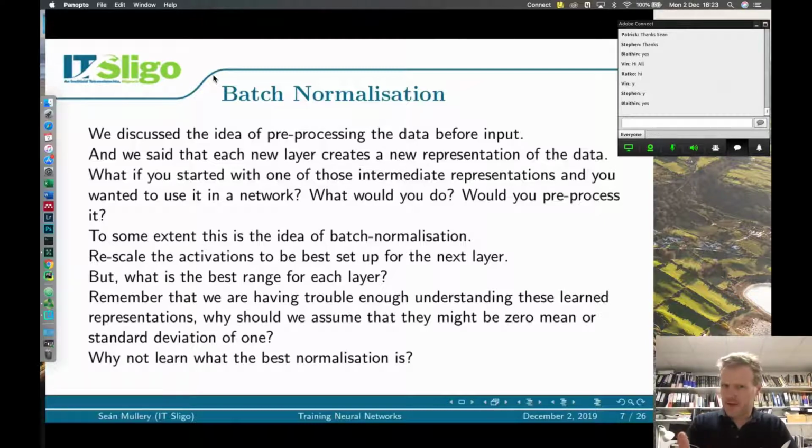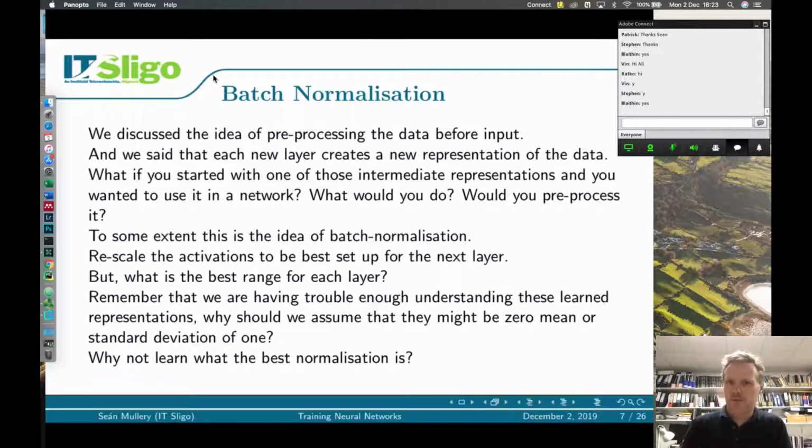It might make sense that after each layer, when we have a set of activations, it might be nice if we could have done some pre-processing on those, because they may not be ideally set up for the next layer. So this is kind of the idea of batch normalization. It's to try and in some way normalize the data as it goes into the next layer.